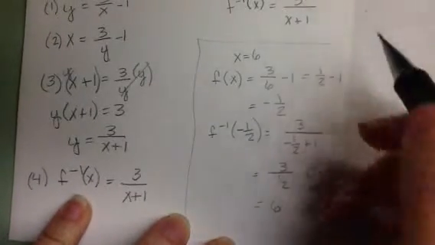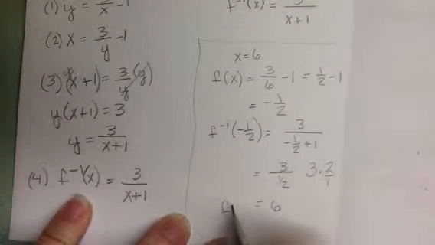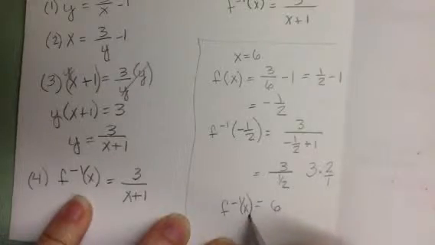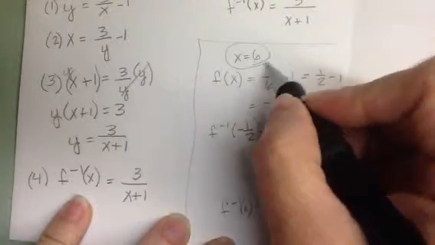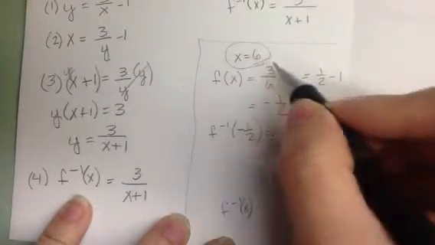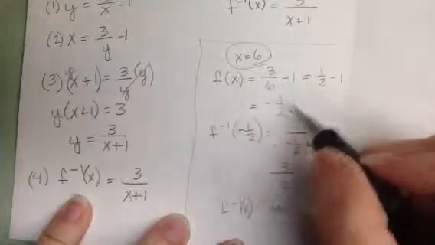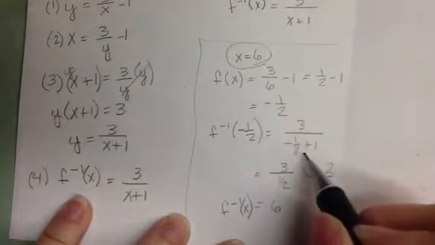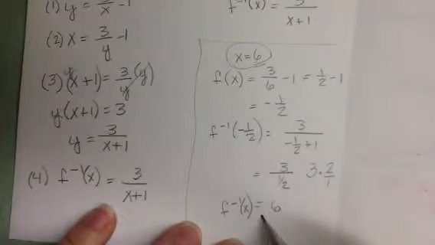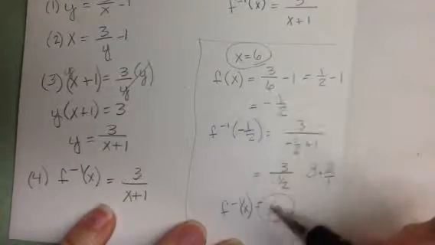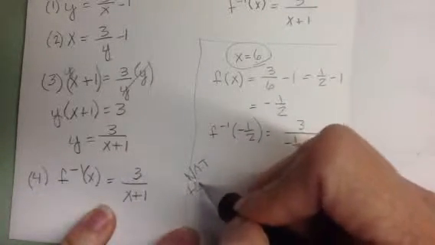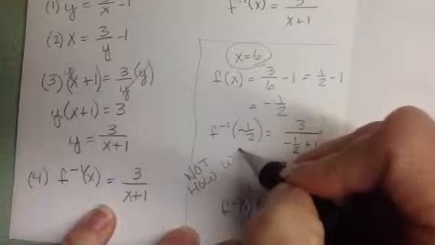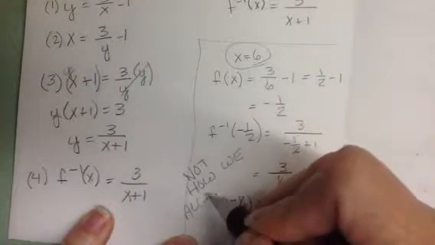So as you can see, our x originally was 6, and when we put that 6 into our original function, and then put that answer into our inverse function, we end up with what we started off with. So that's what an inverse does. Now this is not how we algebraically verify.